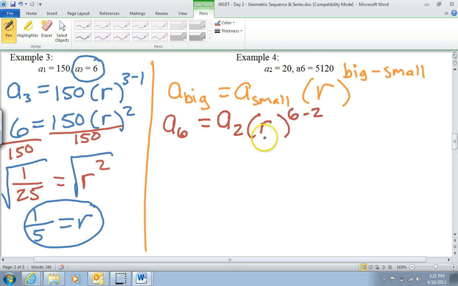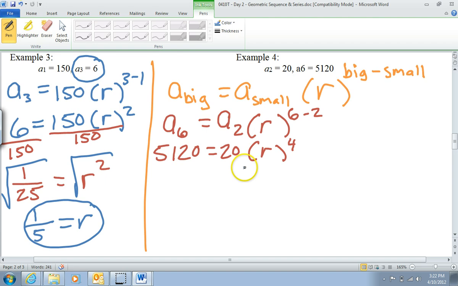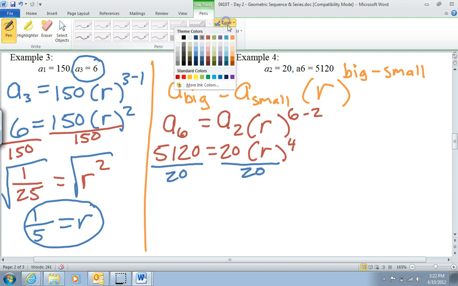So I should be able to get R out of this. So here I go. Just like you already told me, instead of A6, I'm going to go ahead and put 5120. Instead of A2, I'm going to go ahead and put 20. R, and that leaves me to the 4th power. Okay? Mr. Norris, can you tell me what I'm going to do now, brother? Divide by 20. Excellent. Let's divide both sides by 20.